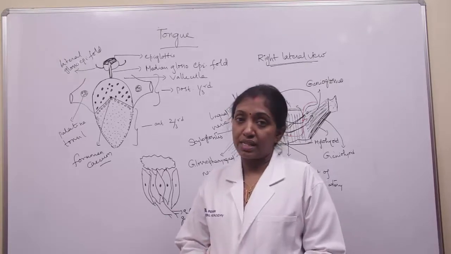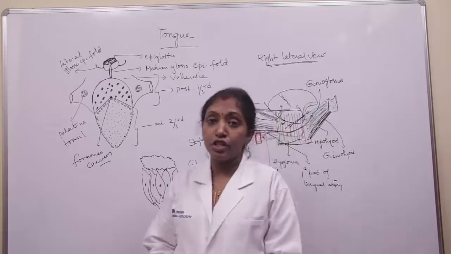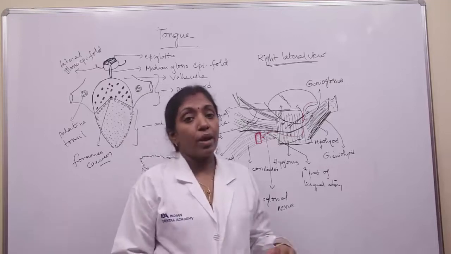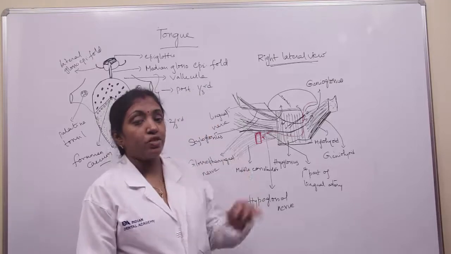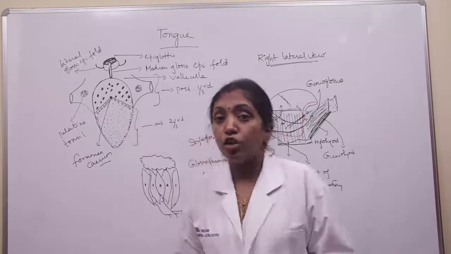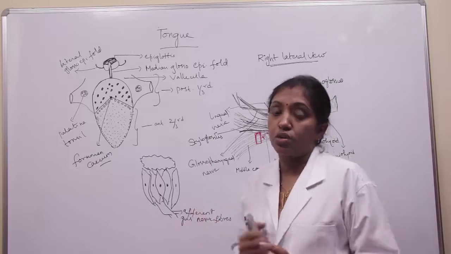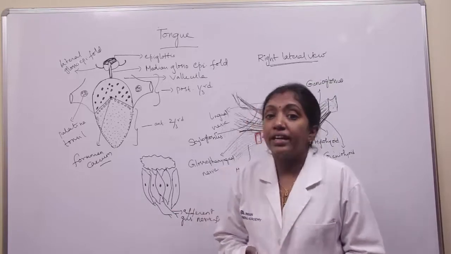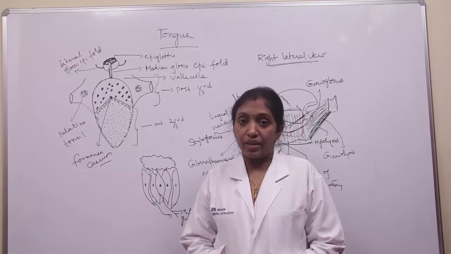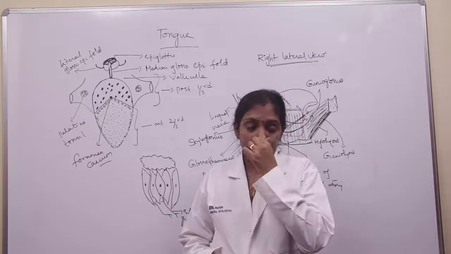And the next muscle is the styloglossus muscle. It arises from the tip of the styloid process and is inserted into the lateral margins of the tongue, and some fibers of the styloglossus muscle are continuous with the hyoglossus muscle. The function of the styloglossus muscle is antagonistic to the action of the genioglossus muscle. It retracts the tongue backward. So that is the function of the styloglossus muscle.